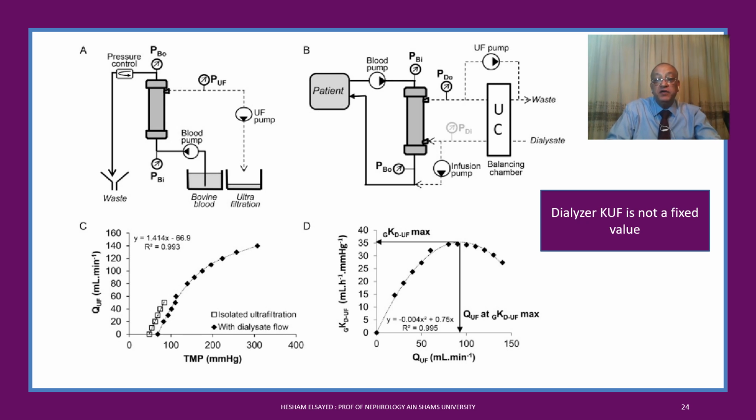It's never linear, so it's parabolic. According to the transmembrane pressure applied, you have a specific ultrafiltration. Increasing the transmembrane pressure will drop the ultrafiltration rate. So usually in this area is the maximum KUF.